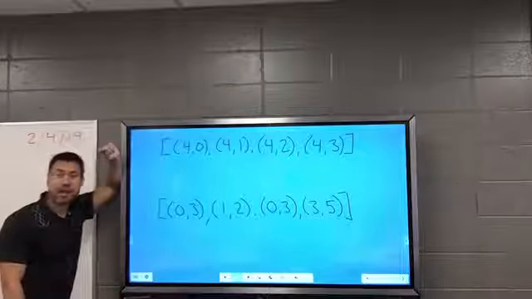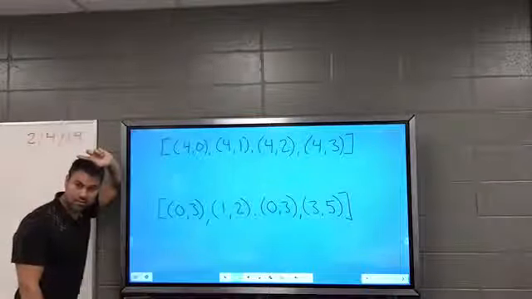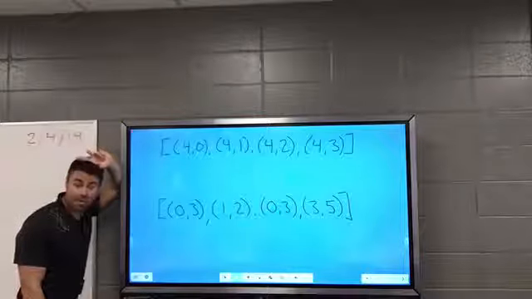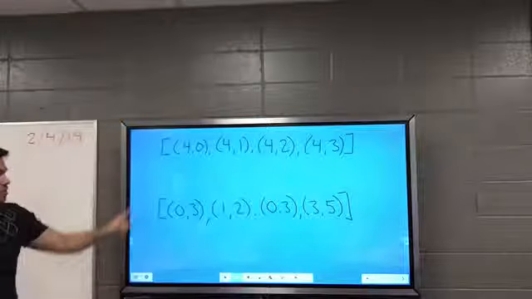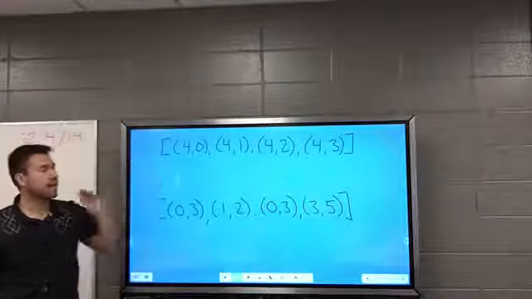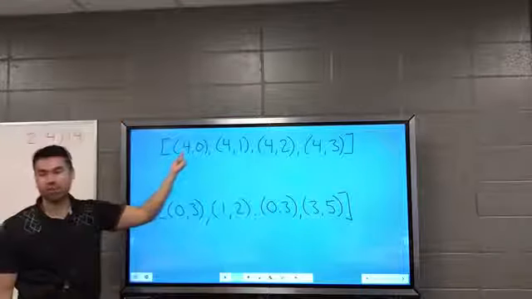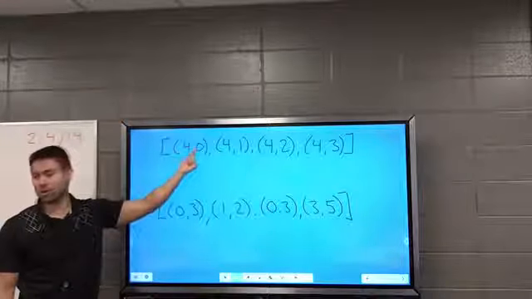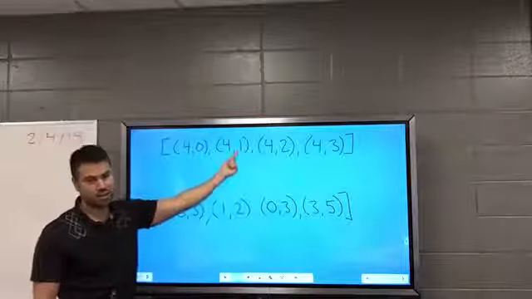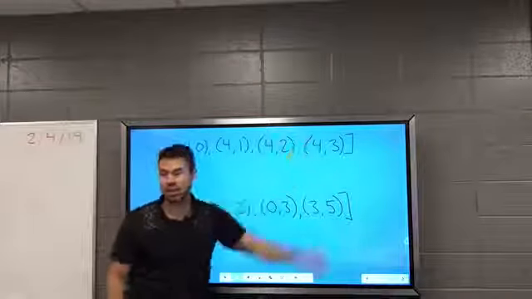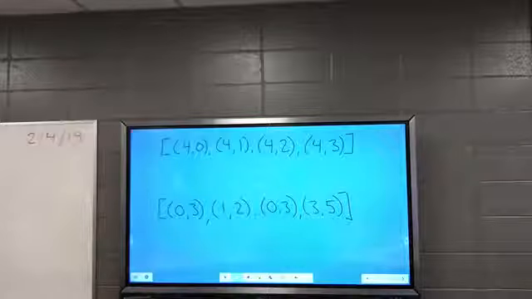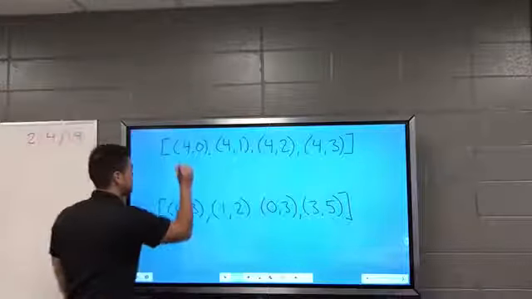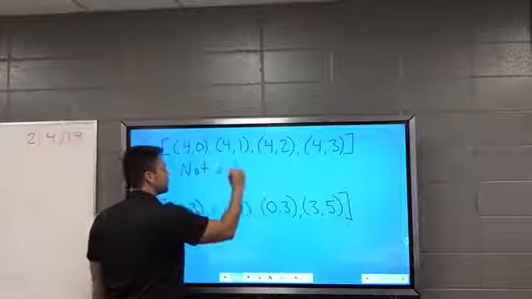Now let me ask you this. How many domain values are there? There's only 1. I know it's 4 times, right? 4, 4, 4, 4, but 4 is just one number. So it's actually one domain value. And I put it this way: how many partners does 4 have? 4 has a partner of 0, but it also has a partner of 1 and 2 and 3. Does 4 only have one partner? No. Is it a function or not? It is not a function.